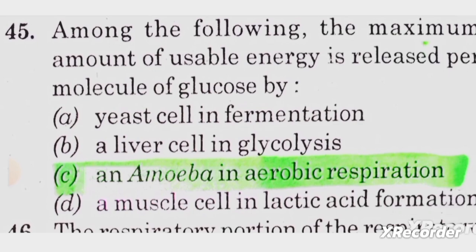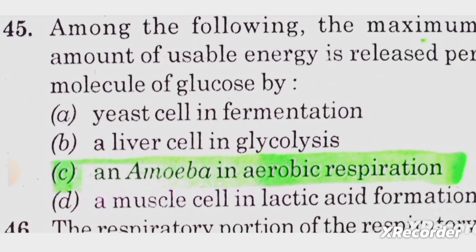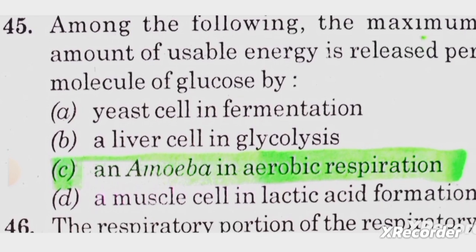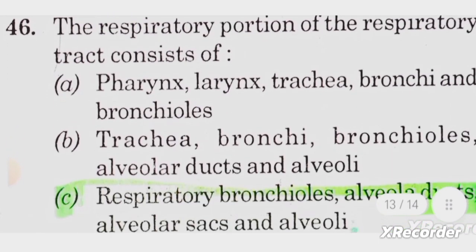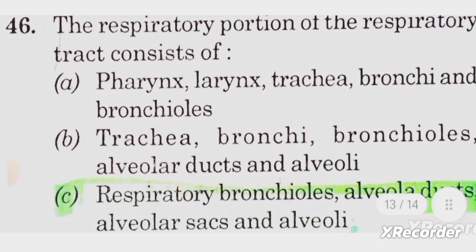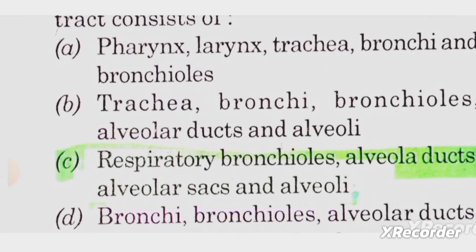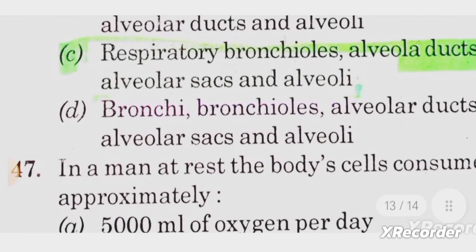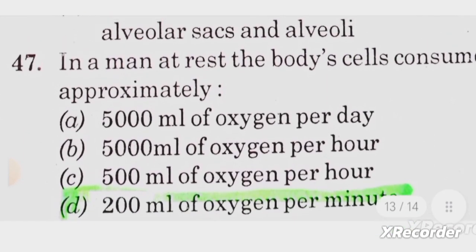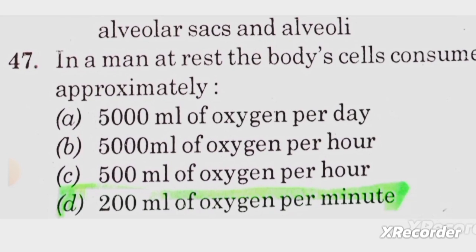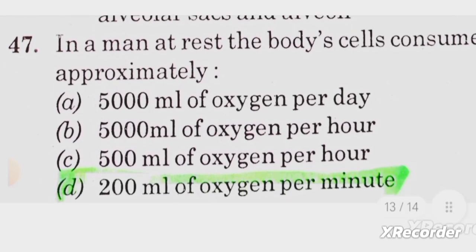Among the following, the maximum amount of usable energy is released per molecule of glucose by answer C, an amoeba in aerobic respiration. Next, 46. The respiratory portion of the respiratory tract consists of answer C, respiratory bronchioles, alveolar ducts, alveolar sacs, and alveoli. Next, 49. In a man at rest, the body cells consume approximately answer D, 200 ml of oxygen per minute.